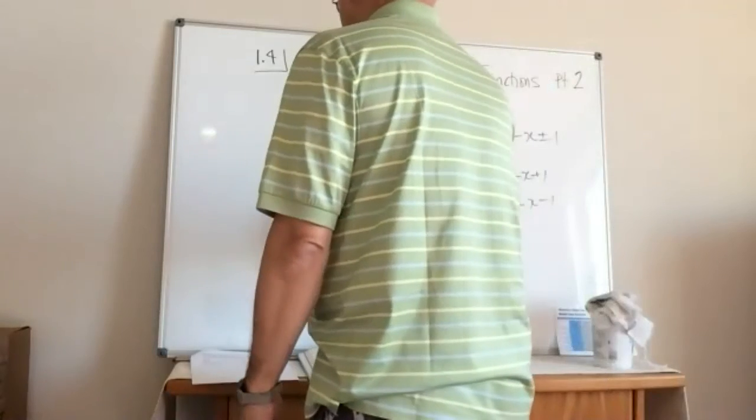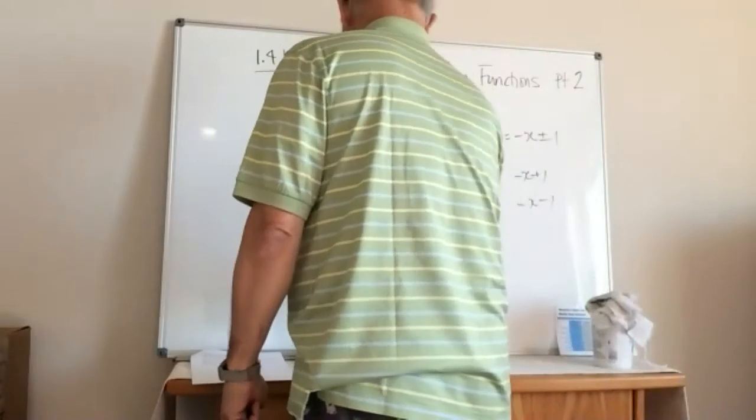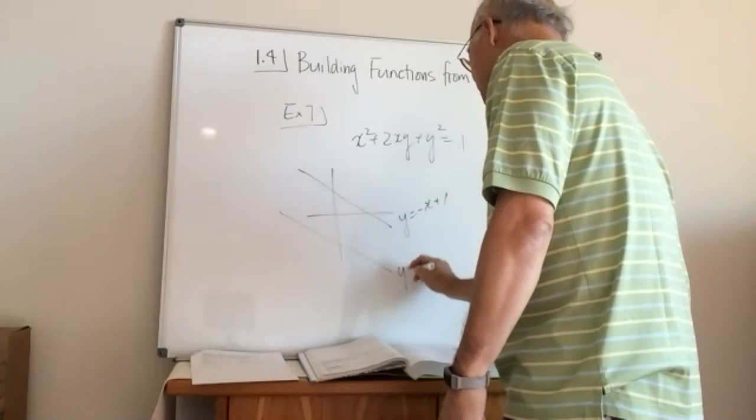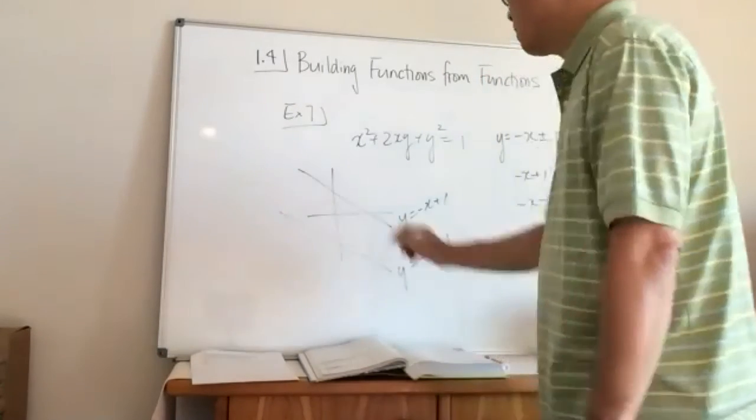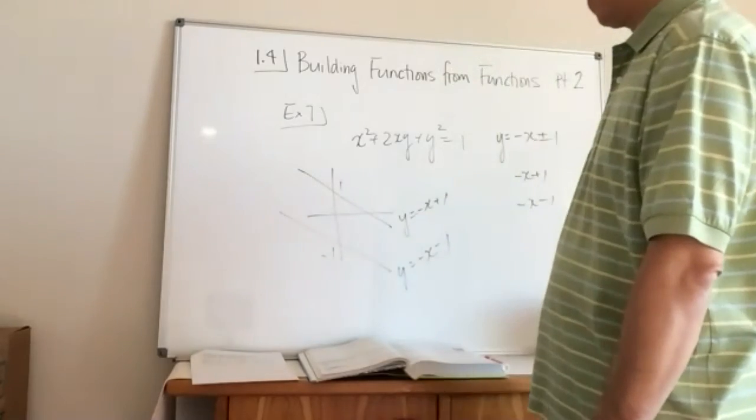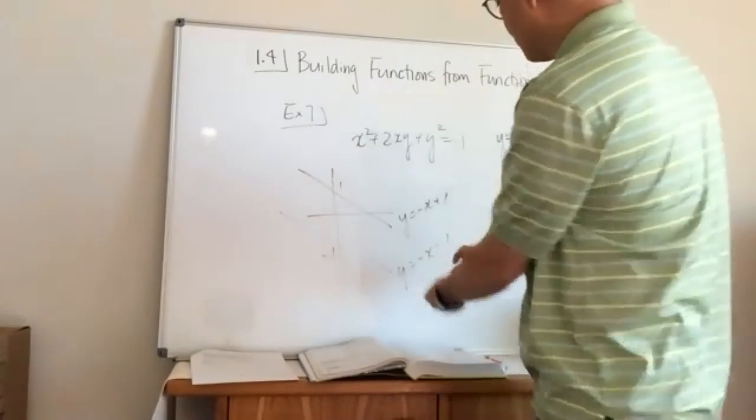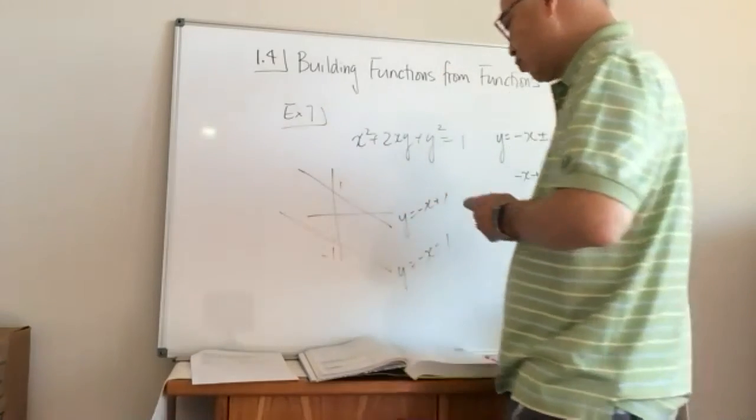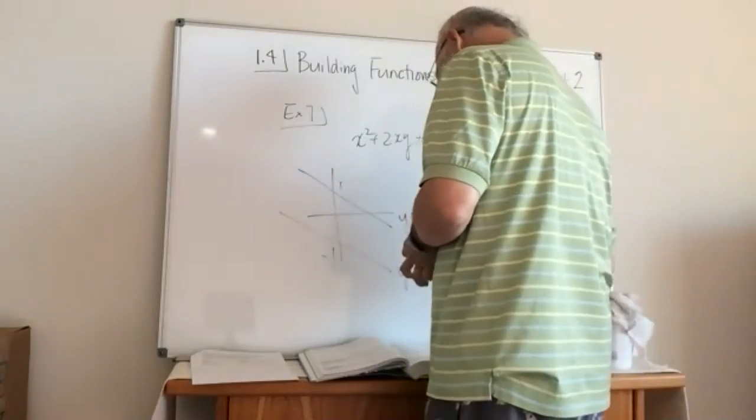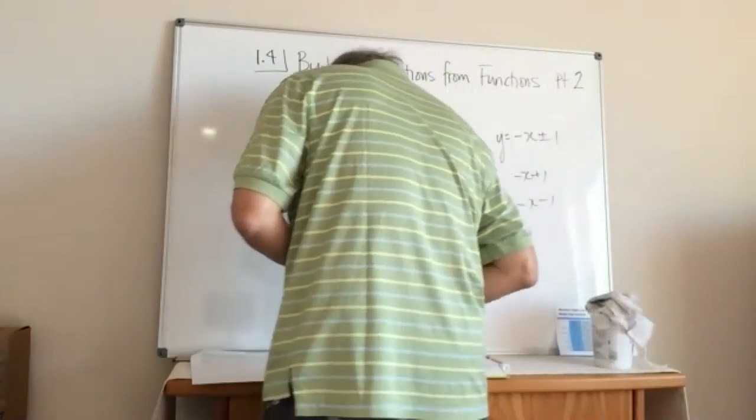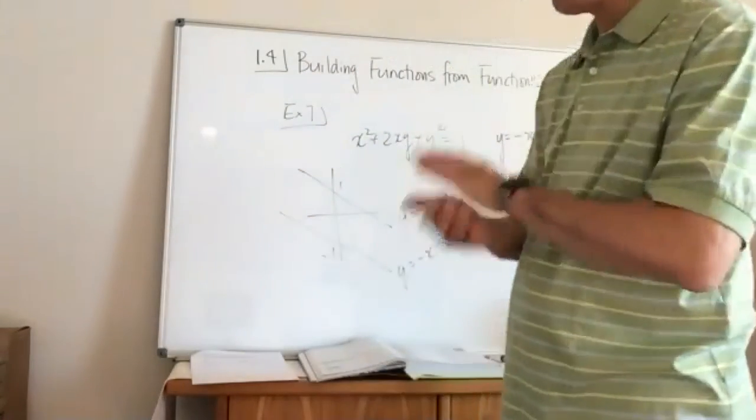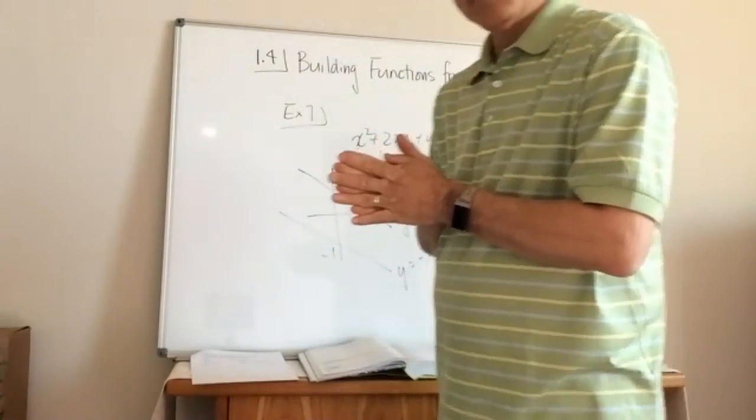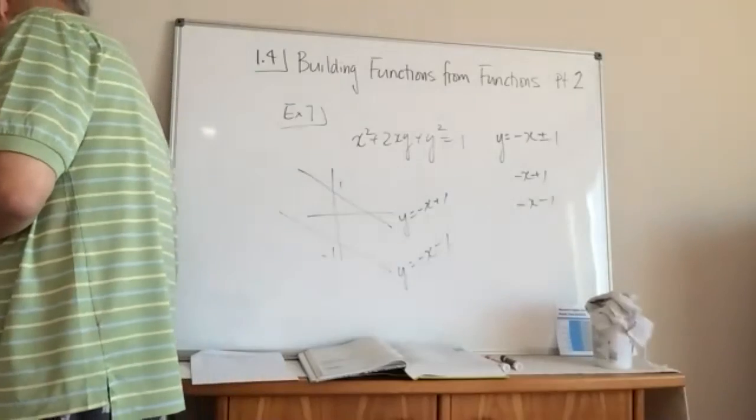If I graph those two lines, y is equal to negative x plus 1 and y is equal to negative x minus 1, I'm going to get two parallel lines, because the slopes are the same. They're both negative 1. That is graphed in figure 1.61. Any questions? If not, we're going to go ahead and call that a wrap.